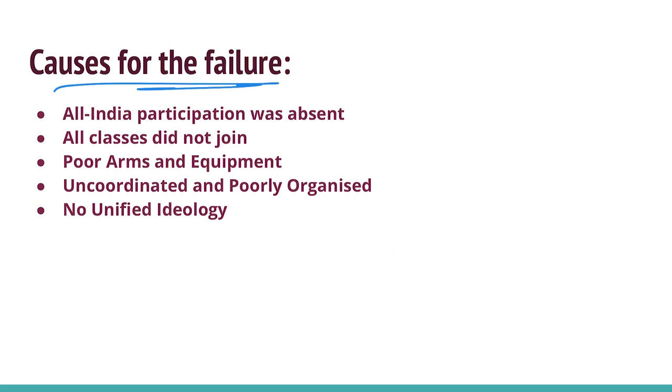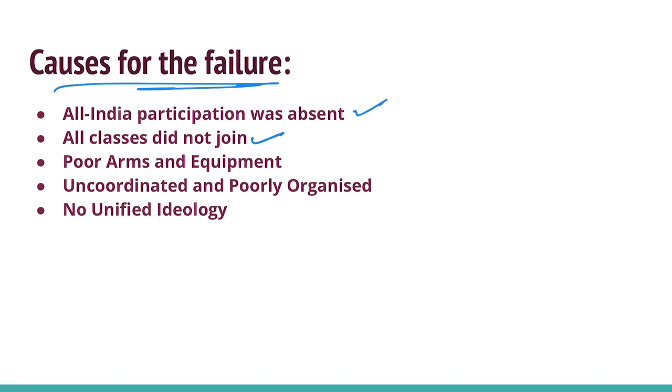Causes for the failure of the revolt. All-India participation was absent. Limited territorial spread was one factor, and there was no all-India veneer to the revolt. The eastern, southern and western parts of India remained more or less unaffected, and the reason for this is that the early uprisings in those regions were suppressed by the East India Company.